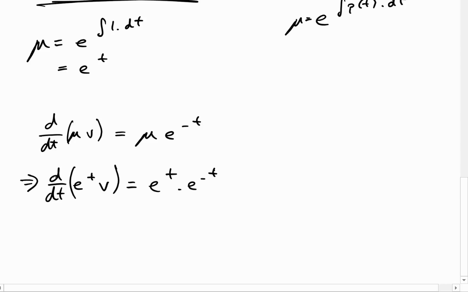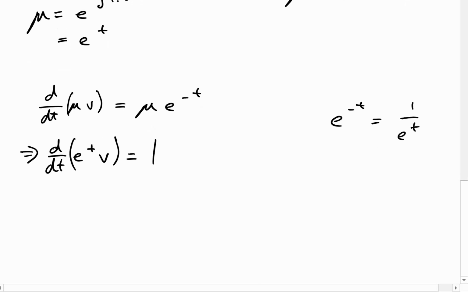Well, e to the minus t is just a bit like saying 1 over e to the t. It's just the power law, because we're raising it to a negative power. So what we've got here is e to the t times 1 over e to the t, so in other words, they just cancel off to 1. That is what we end up with on the right-hand side.